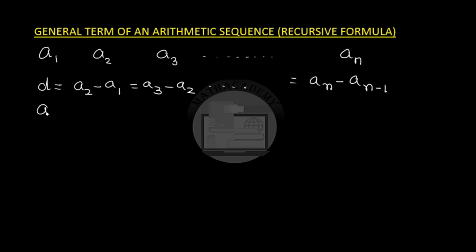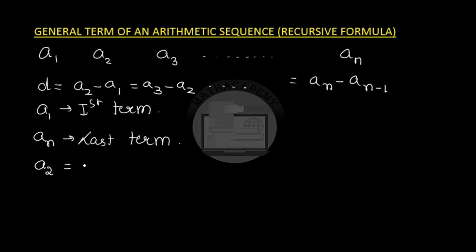A1 is the first term of the sequence, and in this particular case, there are n terms in the sequence. So, An becomes the last term of the sequence. Now, if we have to obtain A2, what do we do? We add the common difference D to A1. Correct? We saw it in the example here.